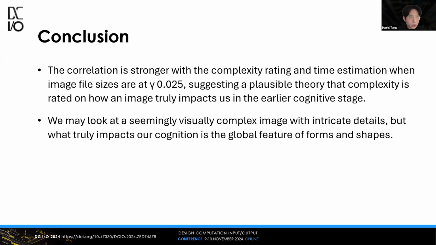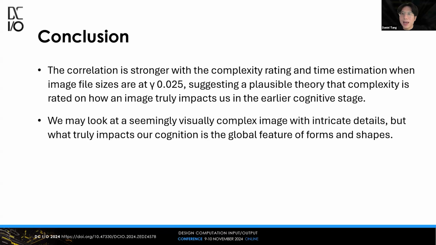For the conclusion on the first question, the correlation between the complexity rating and time estimation is stronger when image file size is at 0.025, suggesting a plausible theory that complexity is rated on how an image truly impacts us in the earlier cognitive stage. We may look at a seemingly visually complex image with intricate details, but what truly impacts our cognition is the global feature of form and shapes.